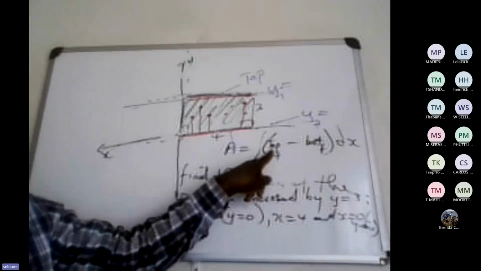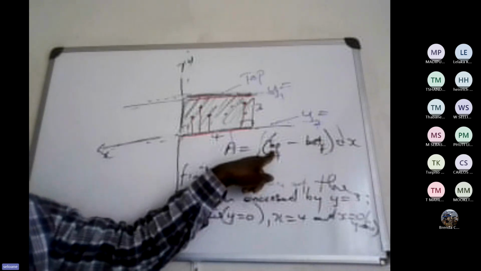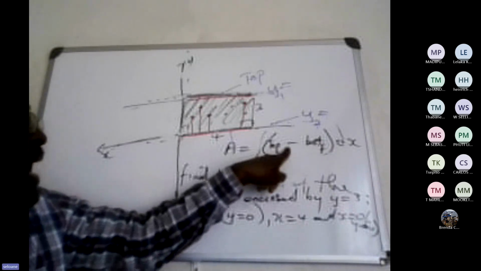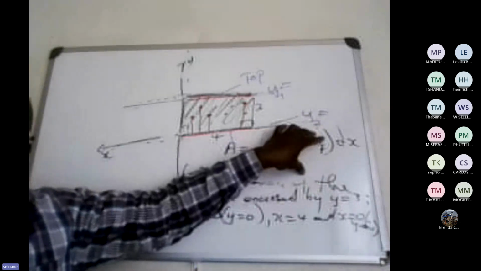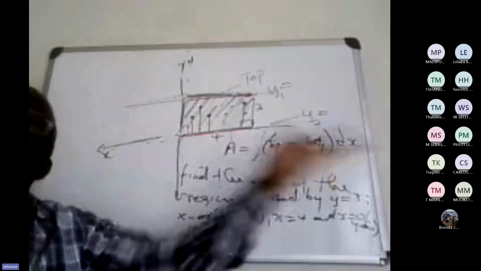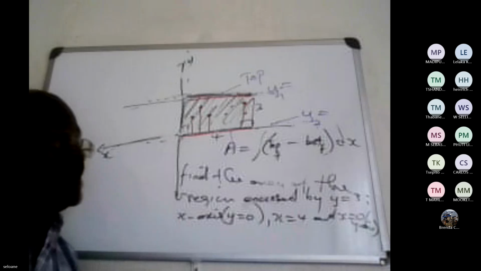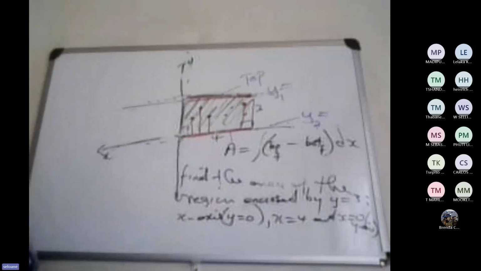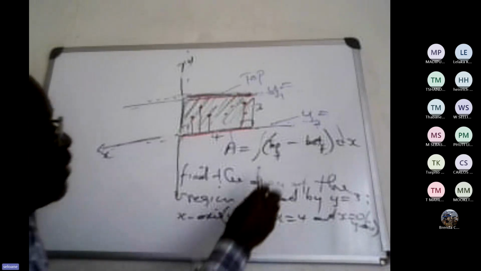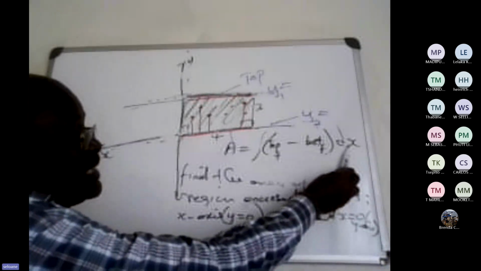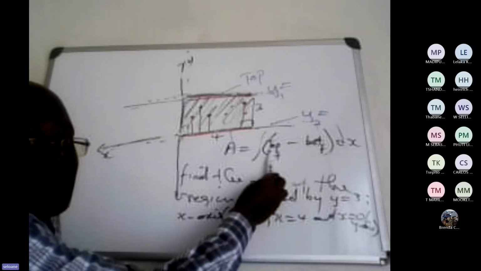But remember, this is just general. The top function will depend on what that function is, minus the bottom function, which will depend on what that function is. Once you understand this, then we can take it to any region. Can you integrate this? Good. But before we go far, this is dx, and this will be in terms of x.